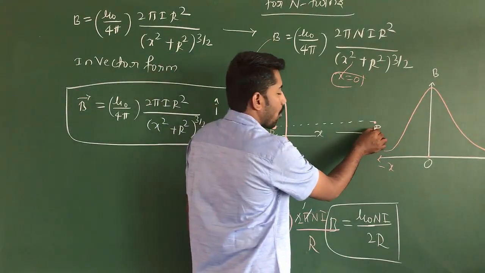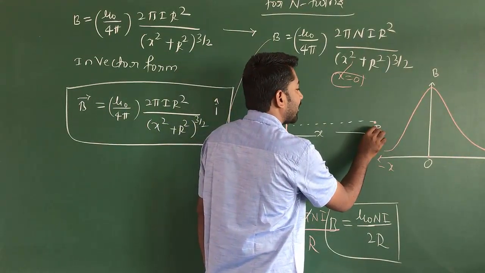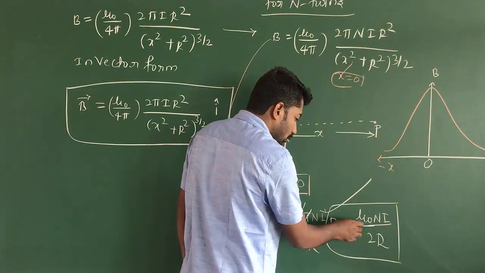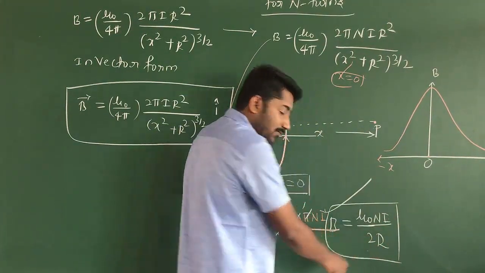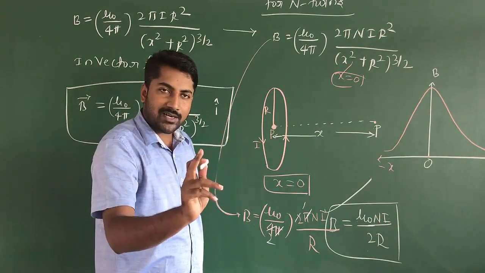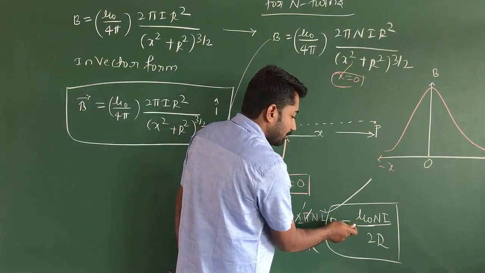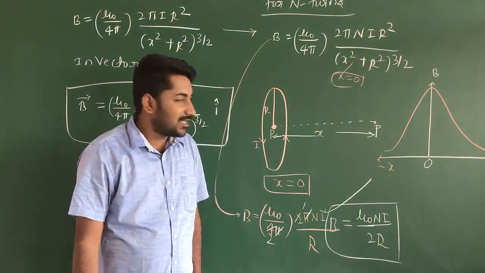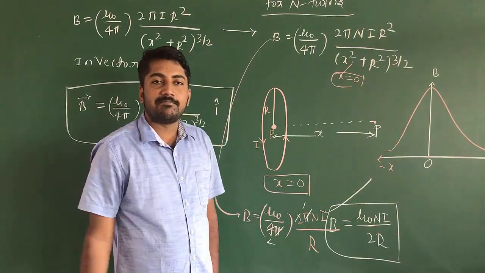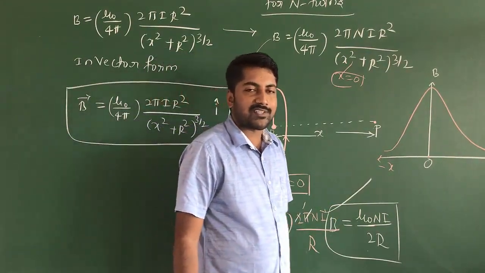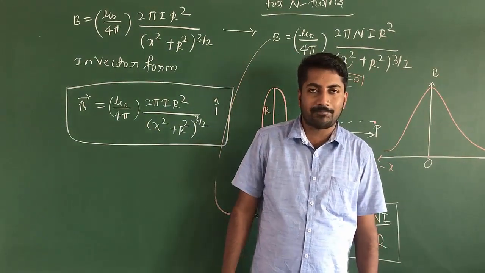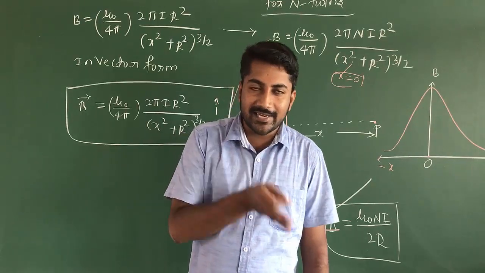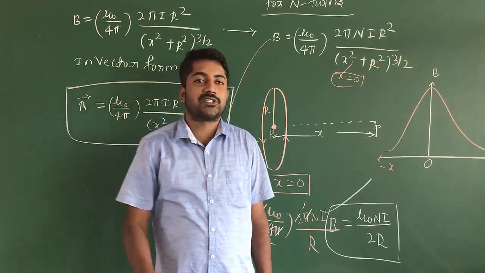Here P is the point at which the magnetic field is to be calculated, but this point lies at the center of the coil. Then you get B is equal to mu naught n I divided by 2R for n number of turns. For only one turn, n equal to 1, you get mu naught I divided by 2R. At this point, the magnetic field is maximum. This is about Biot-Savart's law, and using it we find the magnetic field due to the circular coil at the center and far away from the circular coil.